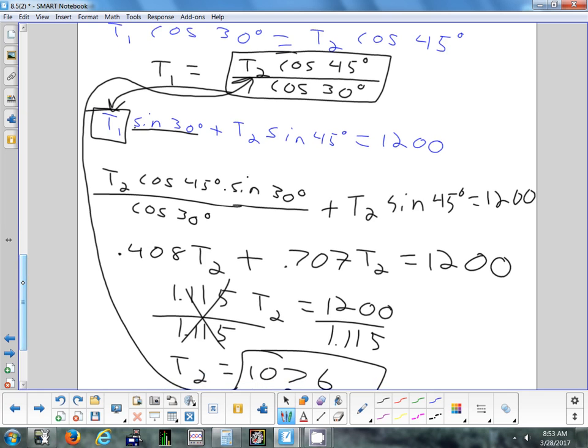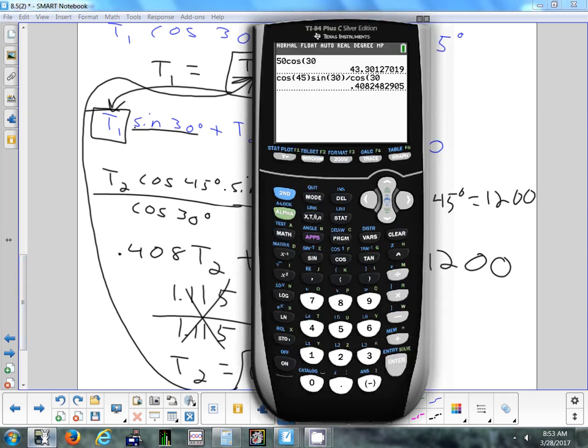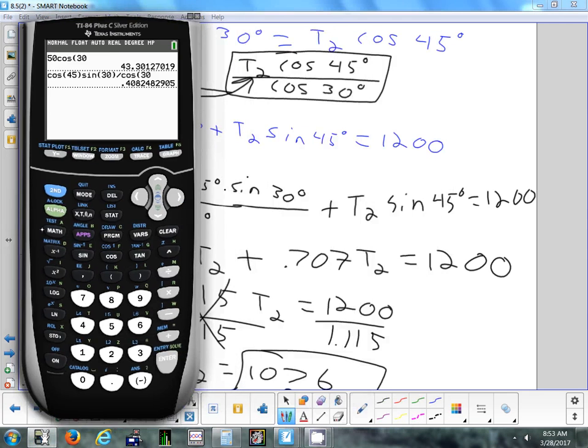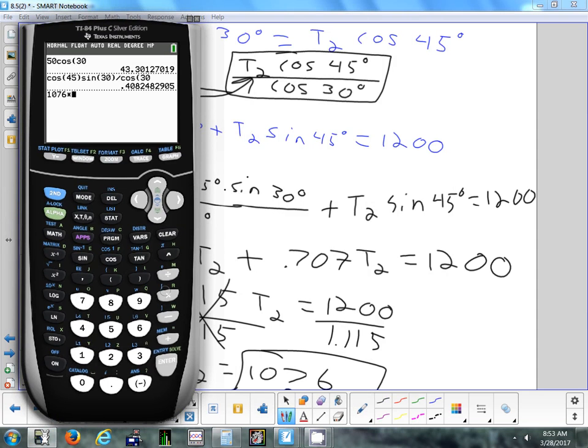Okay, so it's going to be, I'm just rounding it to 1,076 times cosine 45 divided by cosine 30. Okay, so the tension in the other cable is 879 pounds.